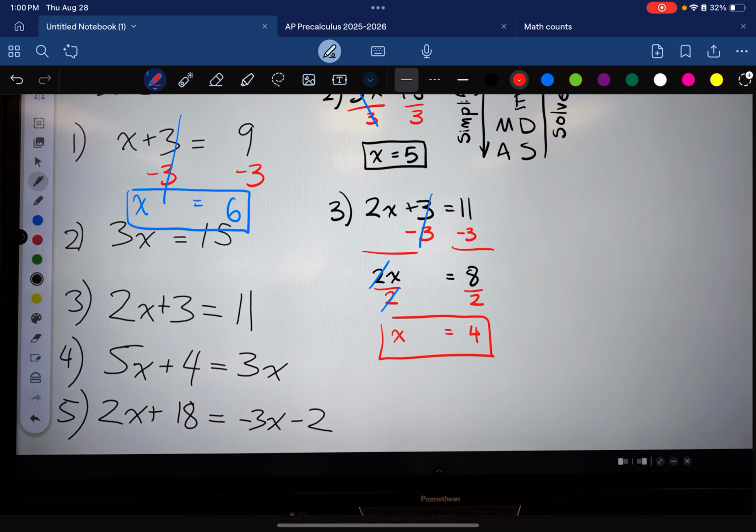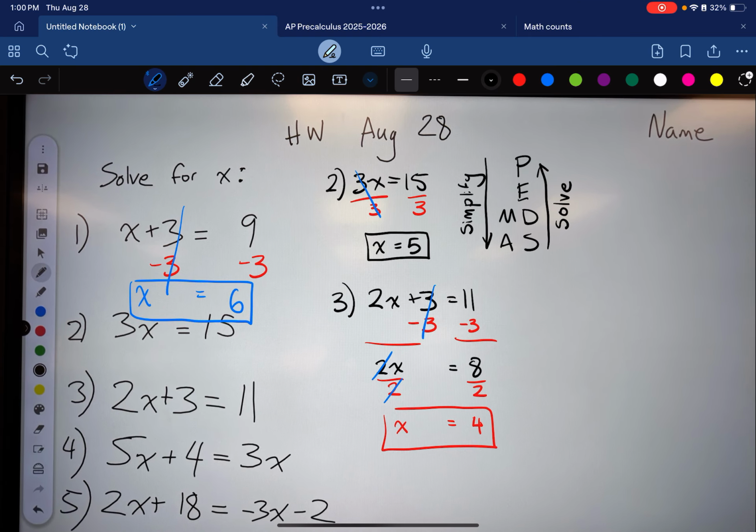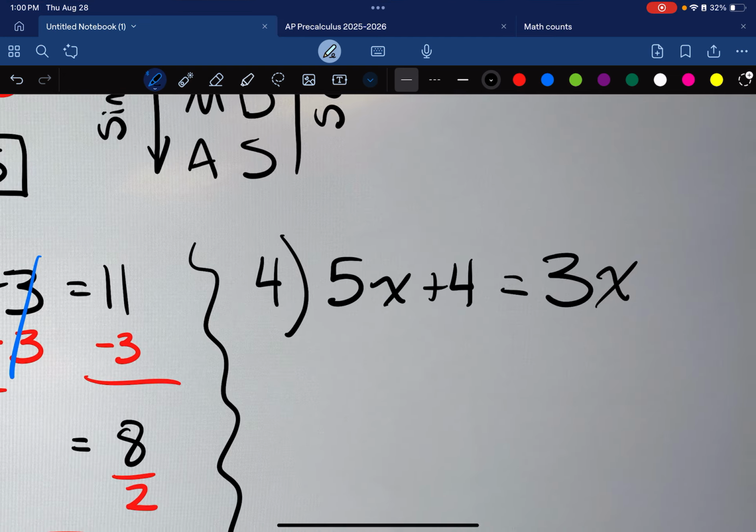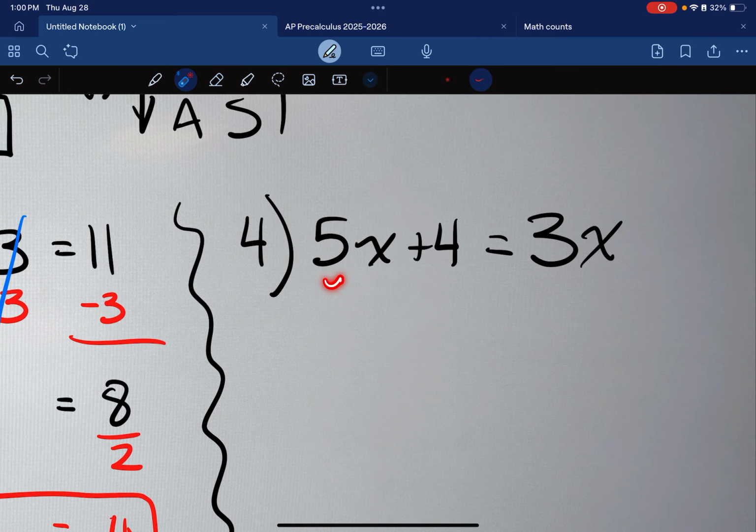All right. I'm running out of room here. Let's do, I'm going to do like a little squiggly sign. Okay, here's number 4. Number 4, I'm going to copy that down again. I have 5x plus 4 is equal to 3x. Okay, in this problem, I have an issue, which is I have variables on the left and variables on the right.